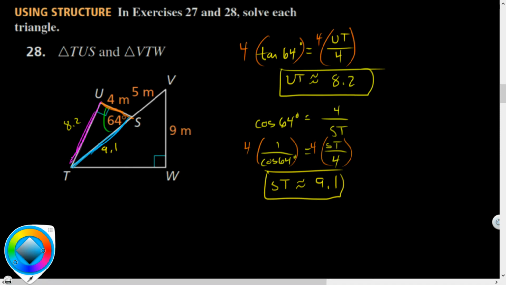So 9.1 plus 5 is going to be 14.1 for that hypotenuse. So moving towards the big triangle now. I know 5, I know 9. I've got to find one of these angles. Let's find V.